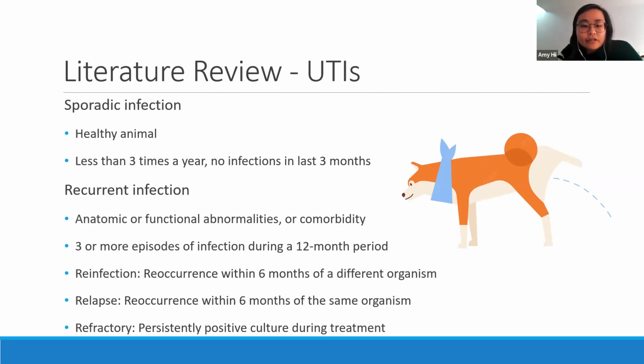Recurrent infections occur in the presence of an anatomic or functional abnormality, or in an animal that has a comorbidity that predisposes to persistent infection, reoccurring infection, or treatment failure. These patients have 3 or more episodes of infection in a 12-month period, and the recurrent infections can be further categorized as reinfection, relapse, and refractory.